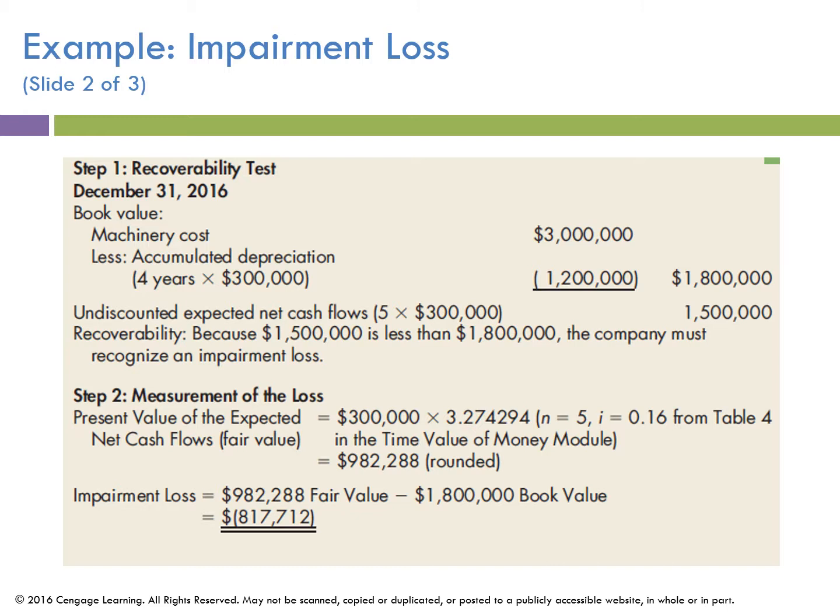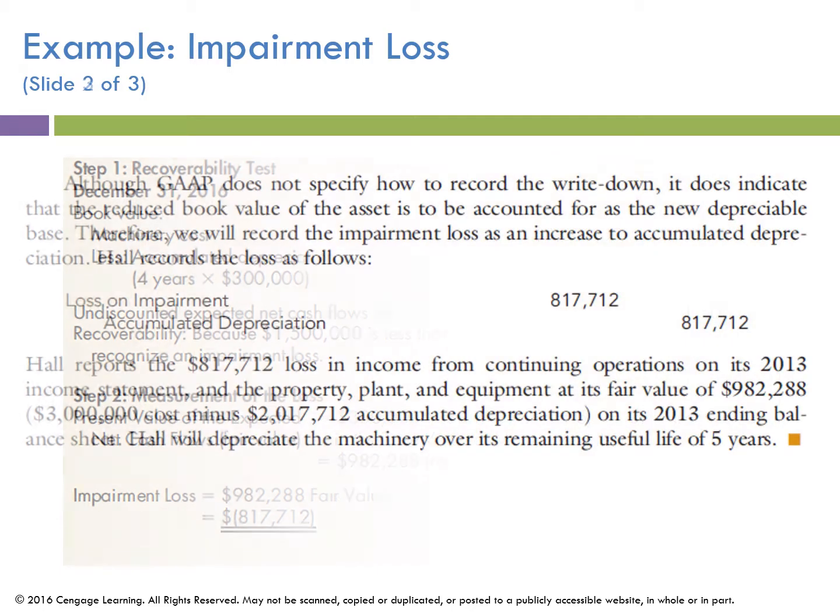So your factor would be 3.274294. You make sure you could find that on table 4. 300,000 times that. So the present value of that 300,000 we're going to make over the next 5 years is really only 982,288. So that's the fair value of the equipment. So we would subtract that from the book value and get an impairment loss of 817,712, and that is recorded as a loss on our financial statements.